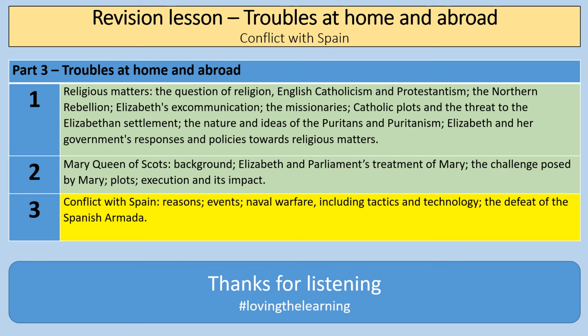So we've learned about the conflict with Spain, the reasons behind it, the key events of the Spanish Armada, the key tactics involved in naval warfare during that time, and the technology, and crucially, the consequences of the Spanish Armada, and an evaluation of the reasons why the Armada was defeated.